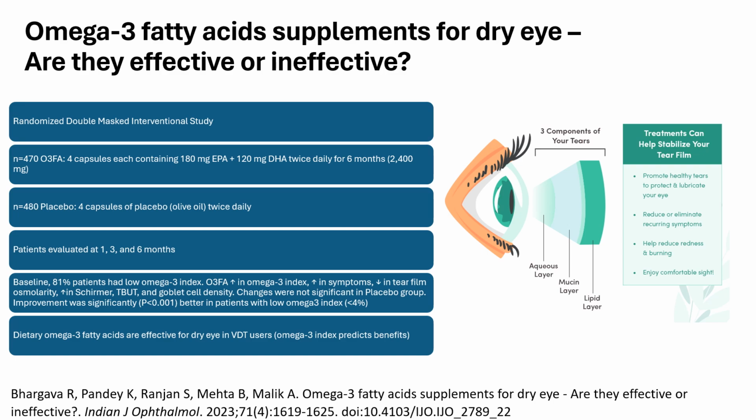So once again, a randomized double mask interventional study in the northern part of India. Same exclusion criteria, however, they included diabetes and liver disease this time. They also excluded patients who were not able to swallow pills or capsules. Now, there were 470 virtual display users, and they received 4 capsules twice daily for 6 months this time for the omega-3 fatty acids. Each capsule, again, similar to the previous study, had 180 milligrams of EPA and 120 milligrams of DHA. Now, 480 people were in the placebo group.